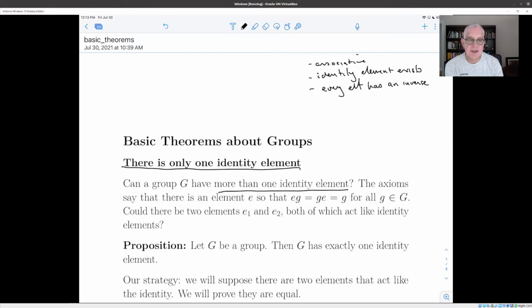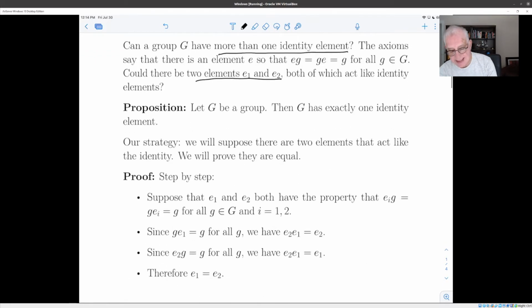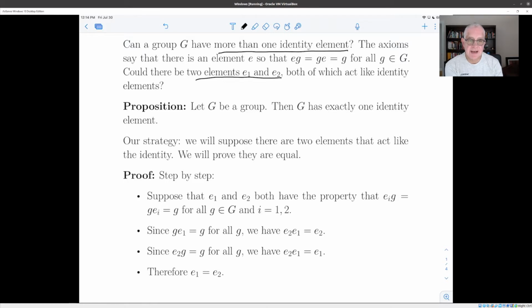But in fact, it turns out that the other axioms, together with the fact that there's at least one identity element, is enough to tell us that there's exactly one identity element. So the question is, could there be two elements, E1 and E2, in the group, which are different, which have the property that E1 g is g, and g E1 is g for all elements g of G, and E2 g is g, and g E2 is g for all elements g of G? In other words, could there be two different identity elements? And we're going to prove that that can't happen. We're going to prove the proposition that if G is a group, it has exactly one identity element.